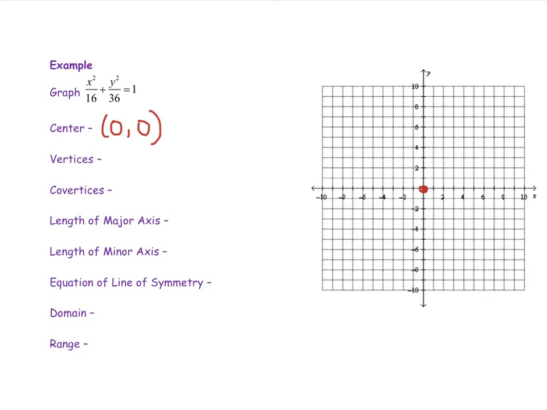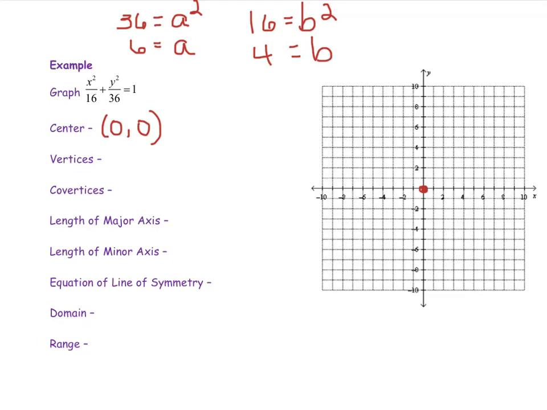Now, in order for us to determine our vertices, we have to know what our a and b values are. So let's go look at the denominators. Now, 36 is my larger denominator. And so remember, this denominator in the equation would be a squared. So if 36 equals a squared, that means a equals 6. Now let's do the same for the other denominator, which would be our b. If 16 equals b squared, then b equals 4.